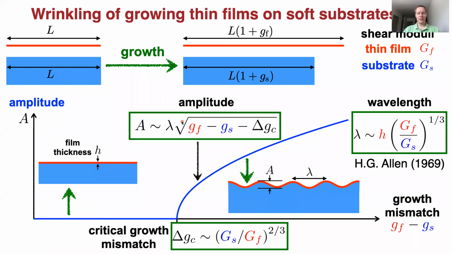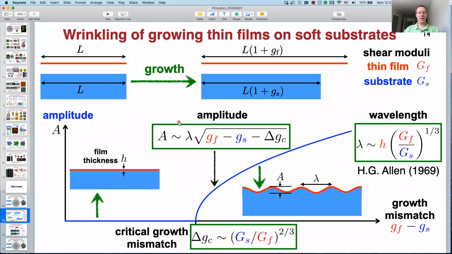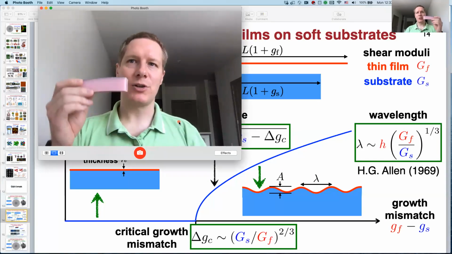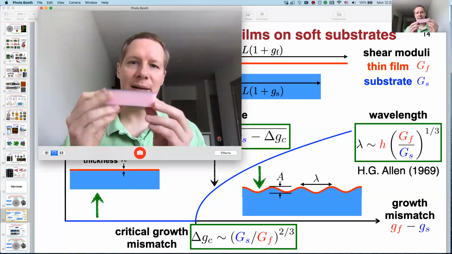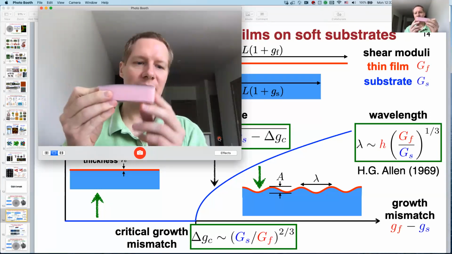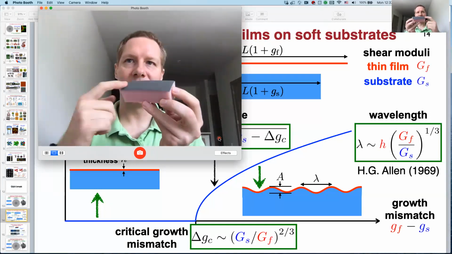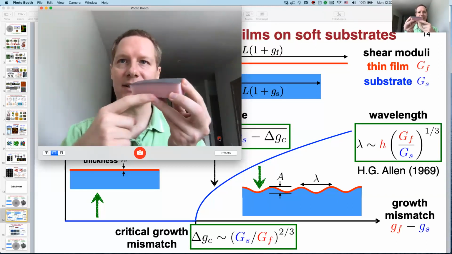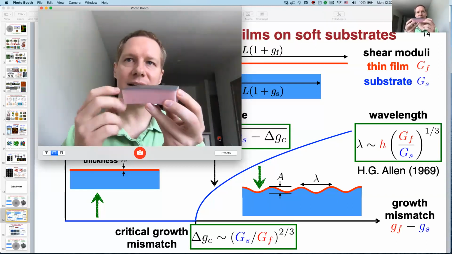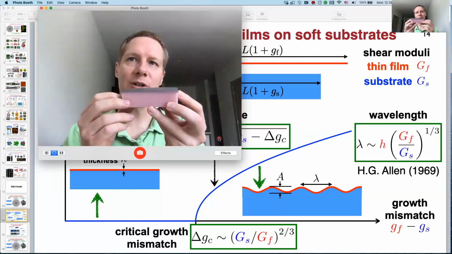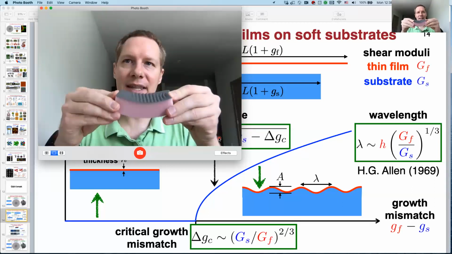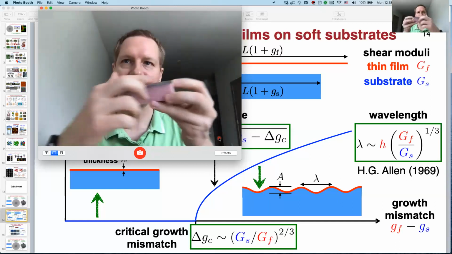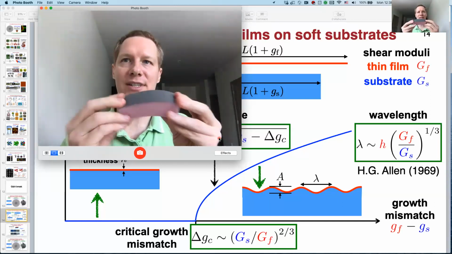So now I'm going to go outside the presentation and show you a video. Here I have an example of such a system. What we're seeing is a thin skin, which is gray, which is stiffer than the soft substrate. And here I'm not going to grow the film, but I'm going to compress the film by bending it. So if I bend it upwards, then the film gets compressed. And if I bend it downwards, then the film gets stretched.